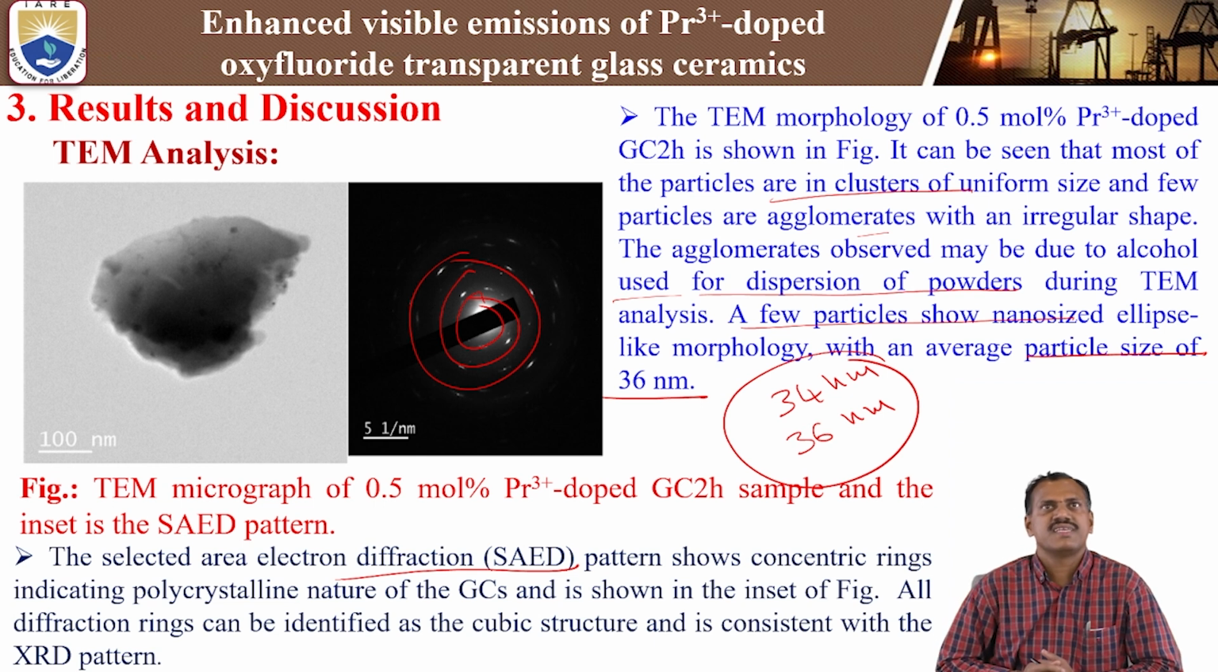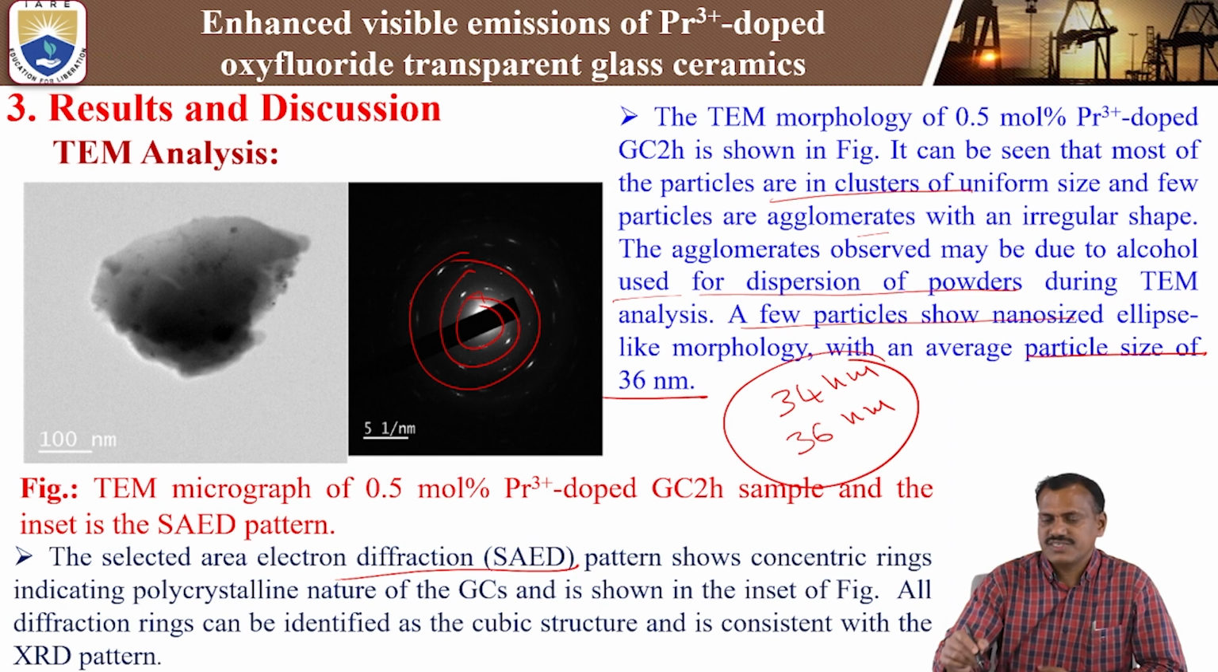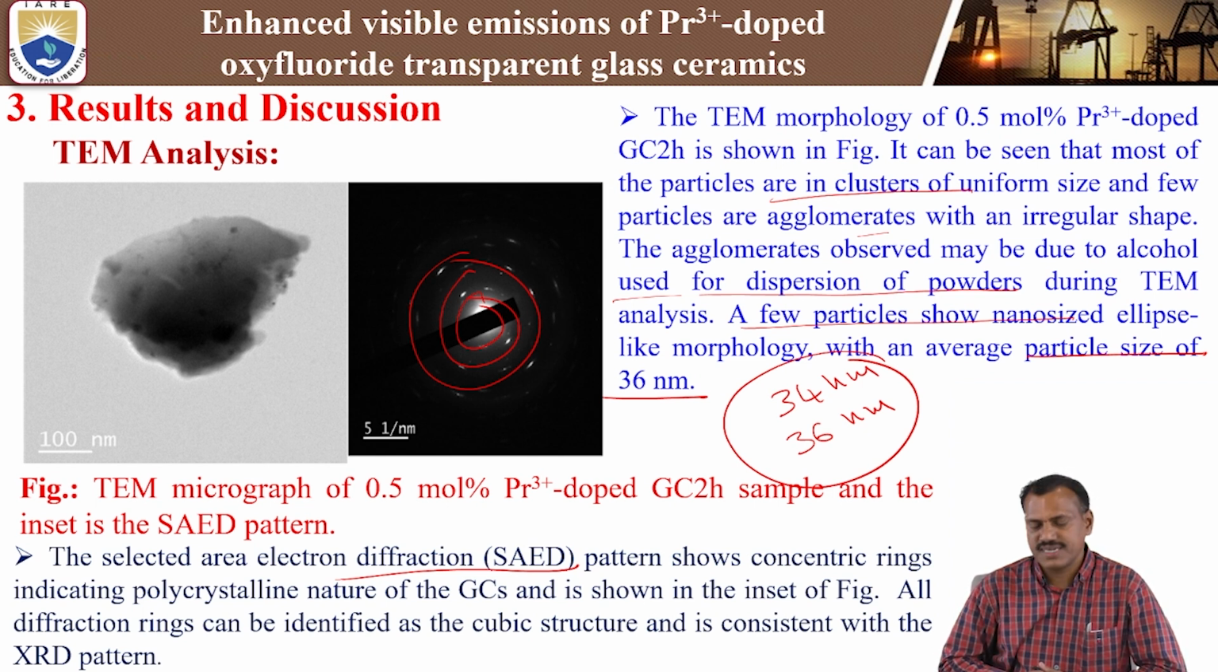So finally, our prepared nanoparticle crystal size is in the order of nanocrystal. The nanocrystal size will be in the order of 34 to 36 nanometers.